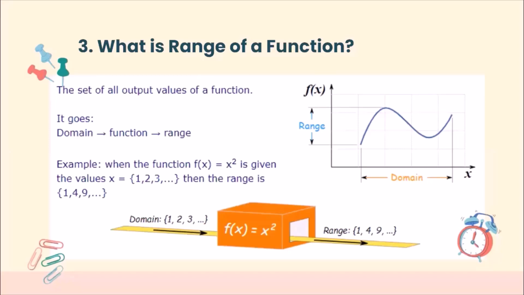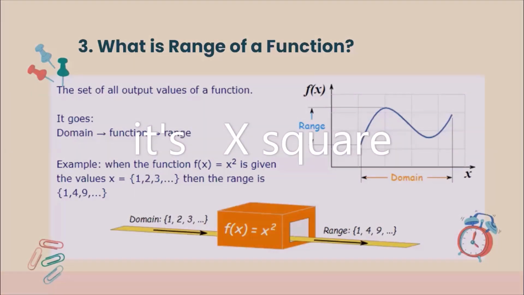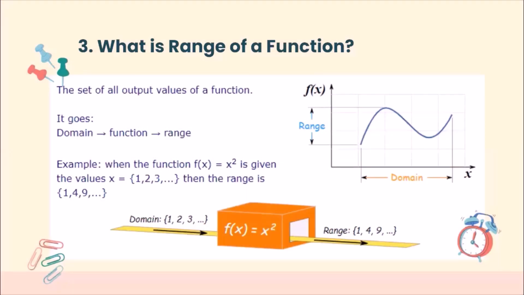The range of a function is the set of all output values of a function. It goes from the domain, and the process in the function gives the range as the output. For example, when the function f(x) = x squared is given the values x = 1, 2, 3, and so on, then the possible outcomes are 1, 4, 9, and so on. It's because f(x) can be defined as x times x, or x times itself.